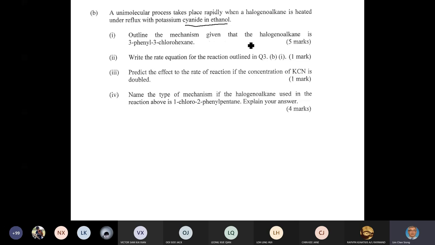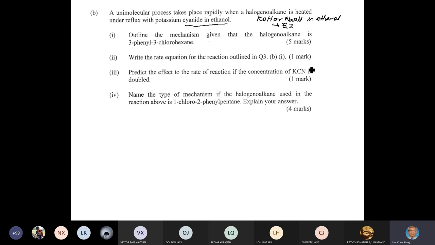So once again, students sometimes ask me, Mr. Lin, we still don't know whether this should be E1, E2, SN1 or SN2. How should it be? Don't worry. The question states the haloalkane is heated under reflux with potassium cyanide in ethanol. But the question didn't state KOH in ethanol. Be careful: cyanide in ethanol should be okay, but if it gave you KOH or NaOH in ethanol, be careful, this would refer to E2 elimination. So be careful about the statement.